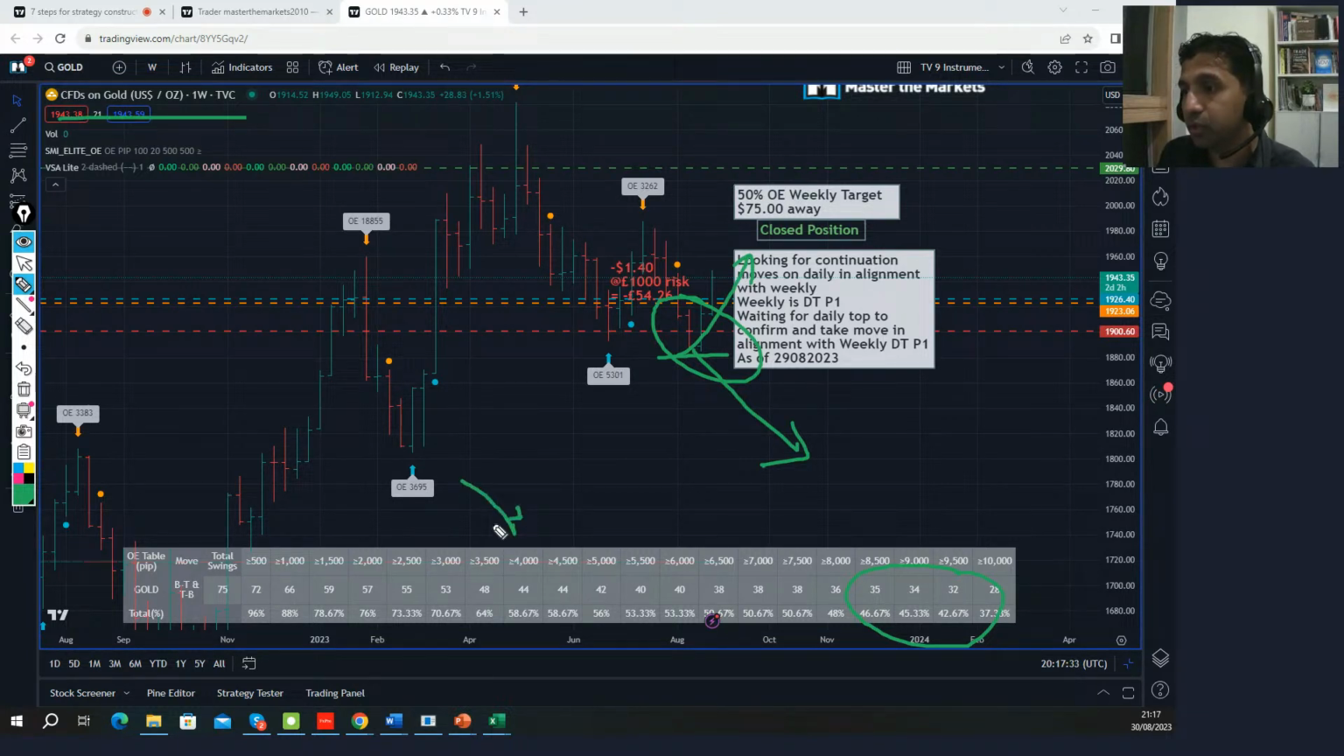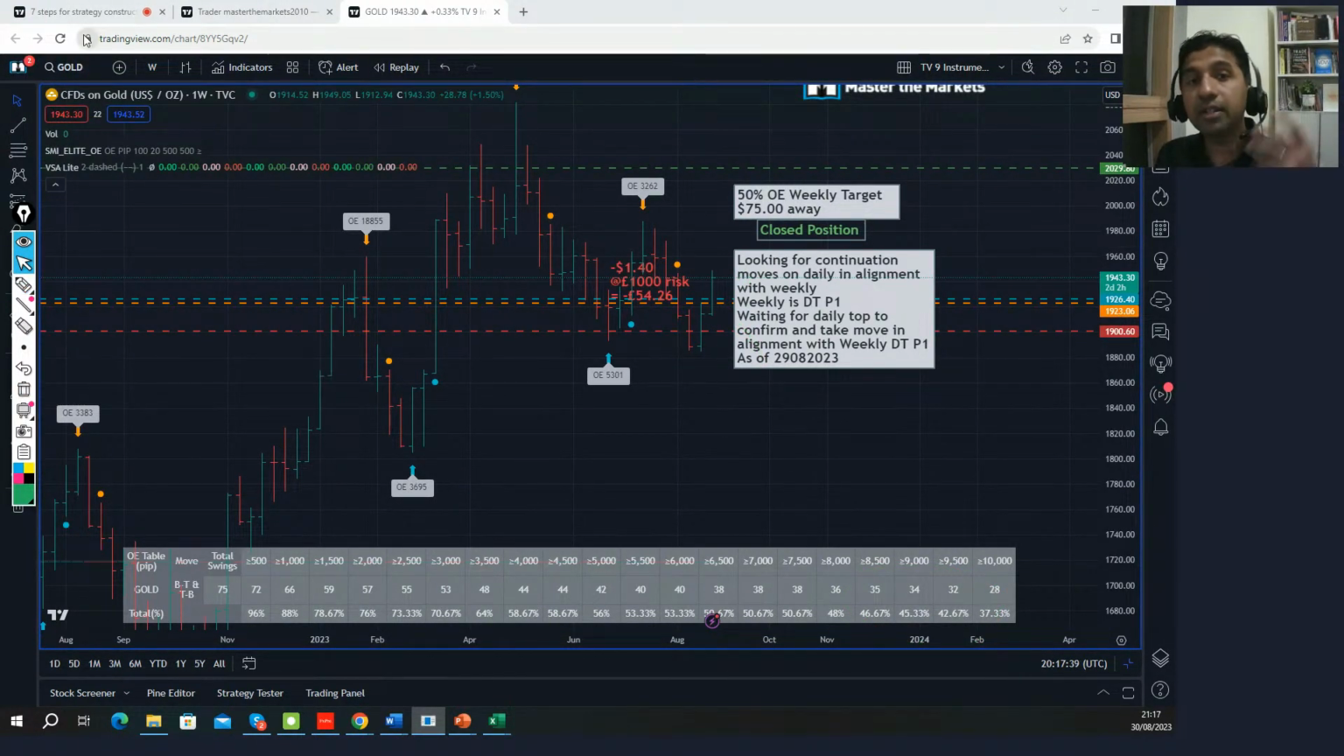By looking at my open equity tables, which we have taken a look at and understood how to read on our other stream on 7 steps for consistent trading performance. Go and check that out as well.